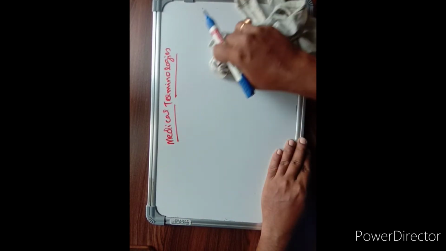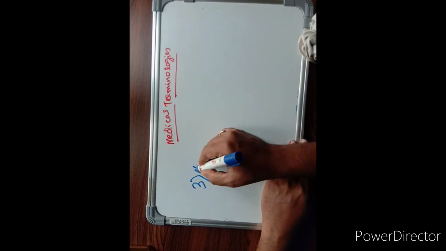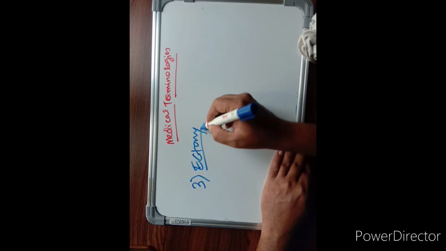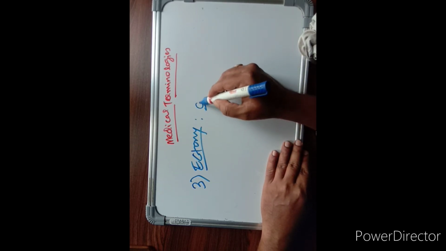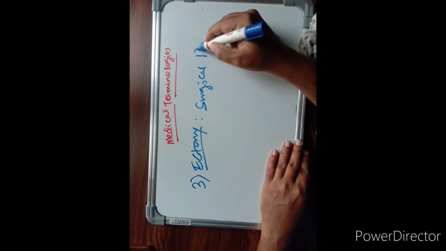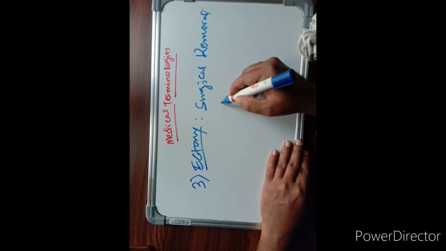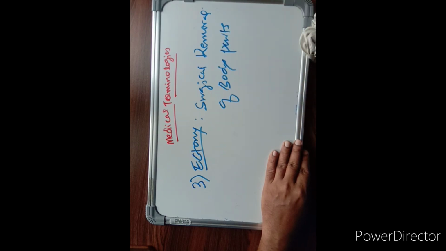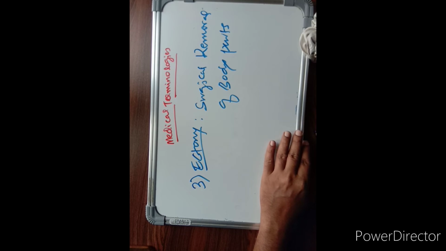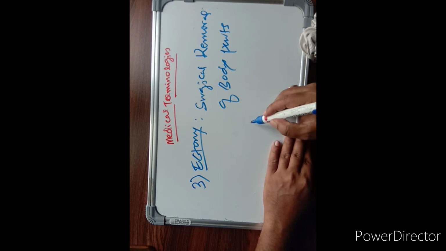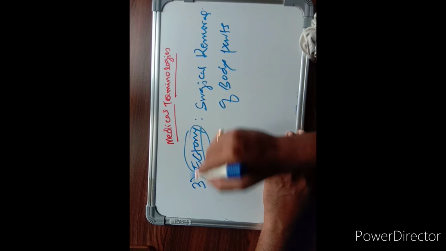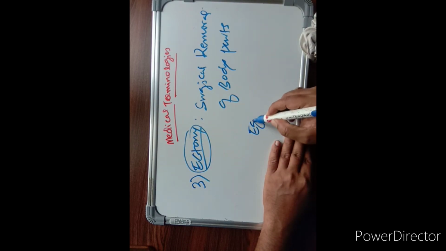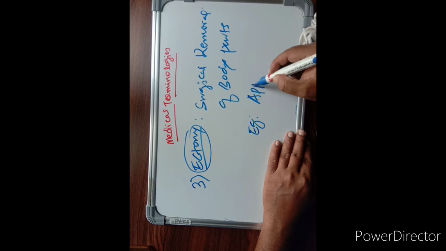So the next terminology is ectomy. Ectomy is nothing but surgical removal of body parts. The body parts which are hyperfunctioning or not functioning at all in the body are surgically removed. That suffix ends with ectomy. You can see the example of appendicectomy.